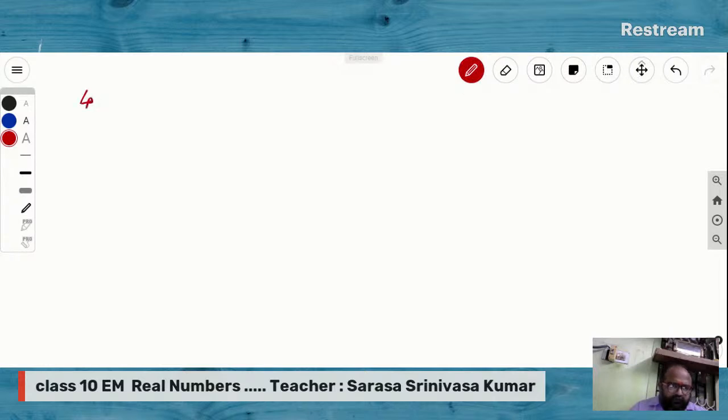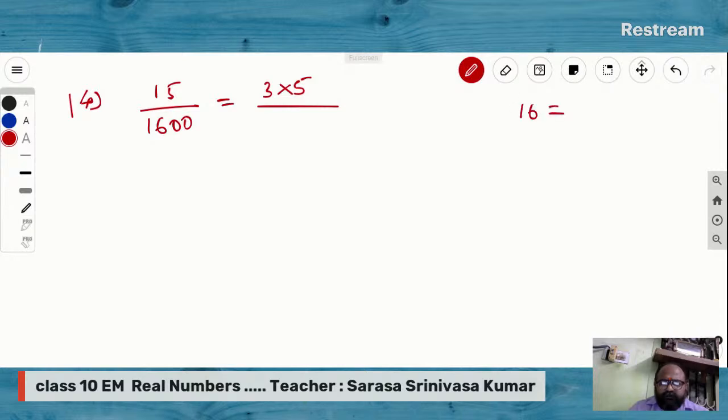Fourth one, 15 by 1600. 15 can be written as 3 multiplied by 5. 16: we can write prime factors for 16. This is 2 power 4. 100 equal to 2 square multiplied by 5 square.